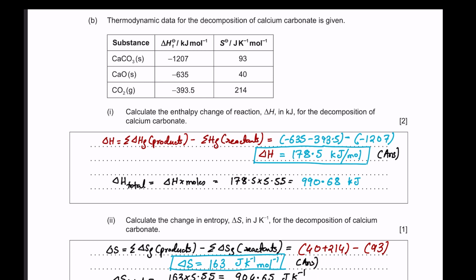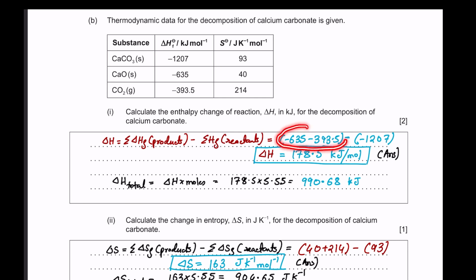We have the substances with their delta HF, that is the heat of formation, and their entropy. CaCO3 has -1207 and 93, and similarly we have values for CaO and CO2. So we need to find the enthalpy change of reaction for the decomposition of calcium carbonate. Delta H, that is the enthalpy of the reaction, is the summation of delta HF of products minus the summation of delta HF of reactants. This is the standard equation. We have products as CO2 and CaO, so -635 and -393.5.